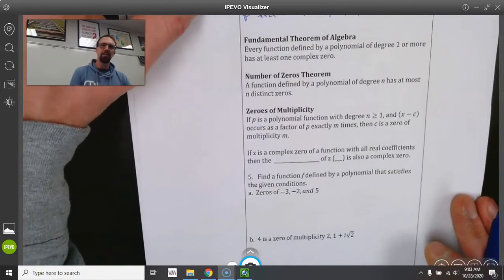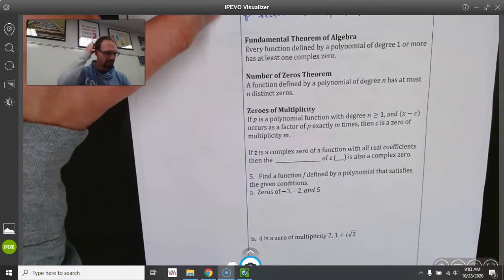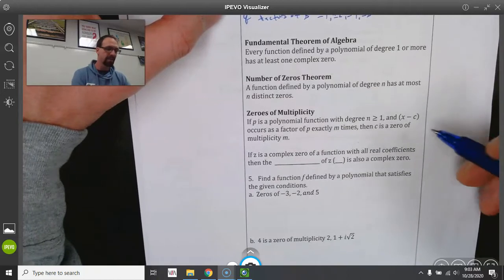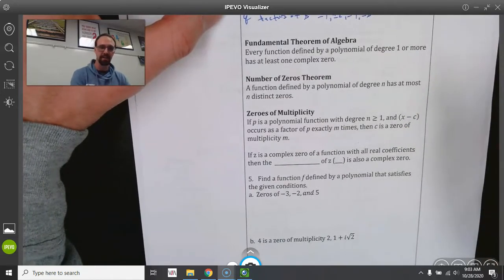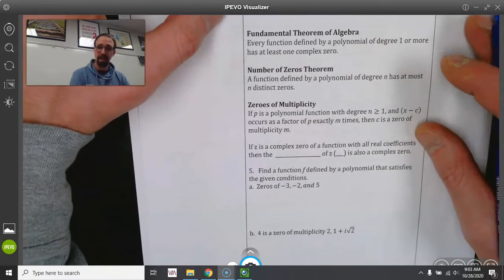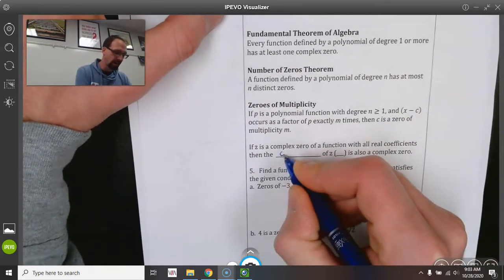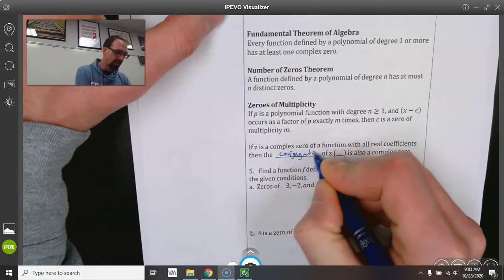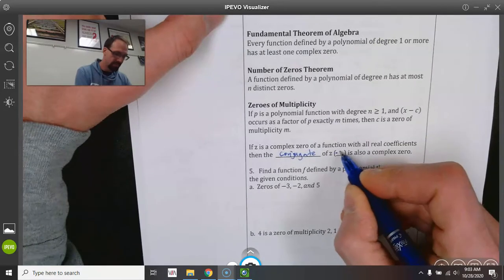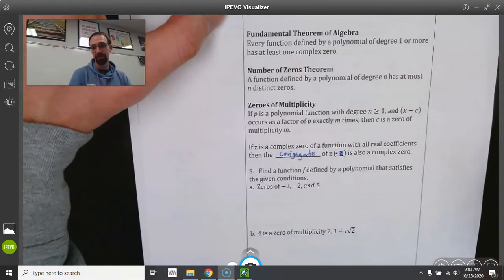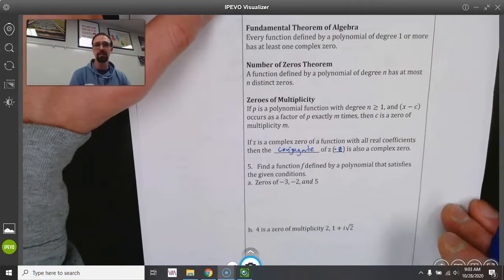So when we talk about multiplicity, from the previous page, really what we said is that it's a zero that many times, and it tells us what's happening to satisfy this number of zeros theorem. And if we have a complex zero, then we know that the conjugate, remember the conjugate is when we take the opposite of the complex part, is also a complex zero.